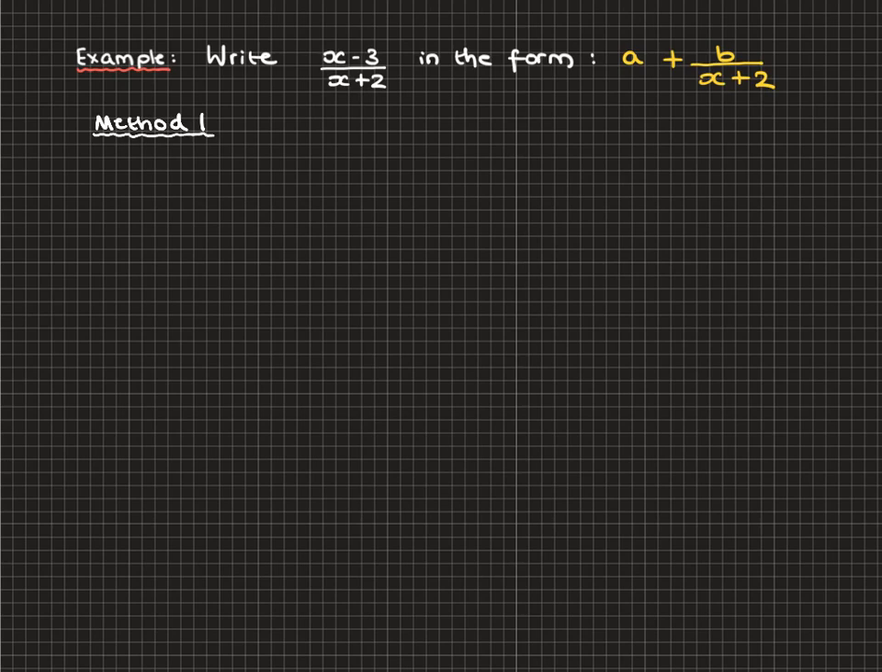So method 1, I'm going to take x minus 3 over x plus 2, and I'm going to leave the denominator alone as x plus 2, but I'm going to rewrite the numerator as x plus 2 minus 5. Now have a look at that. There's nothing wrong with this because x add 2 minus 5 in yellow is x minus 3. So it is still the same numerator, I've just adjusted it slightly.